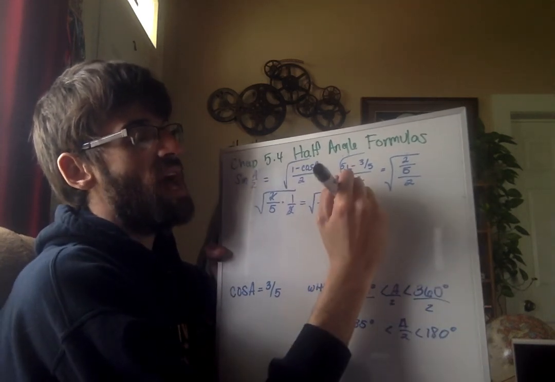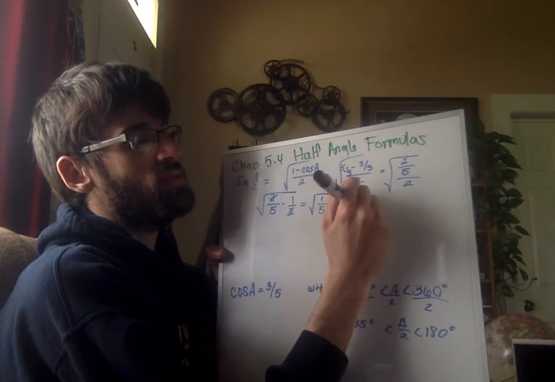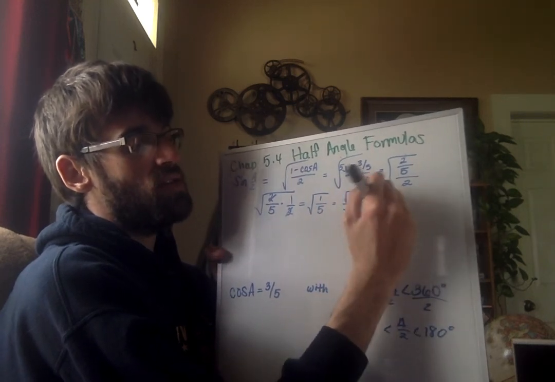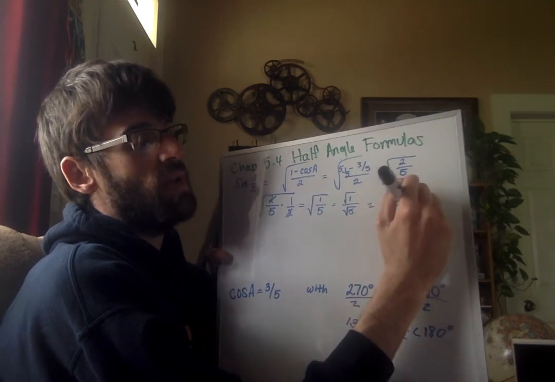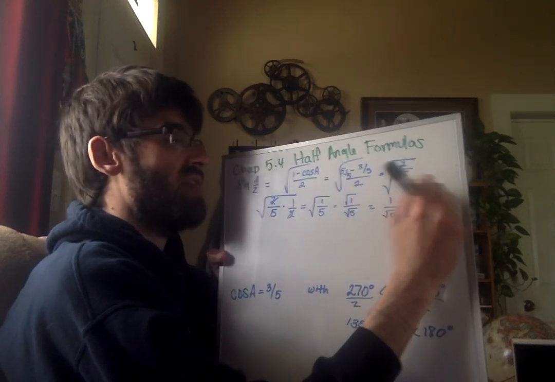Now, the thing about that is I'm going to take the square root of the top, square root of the bottom, and then I'm going to rationalize that. So that is going to be 1 over the square root of 5. When I rationalize that, it's going to be the square root of 5 over 5.